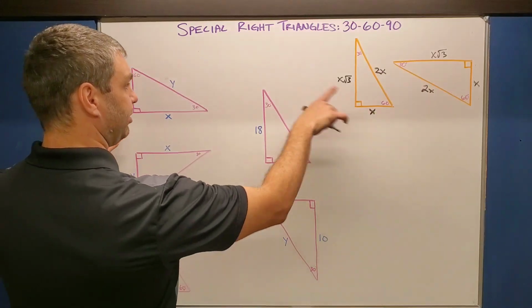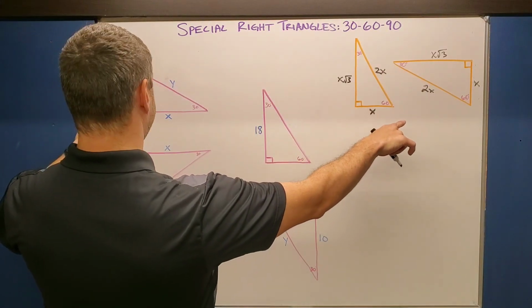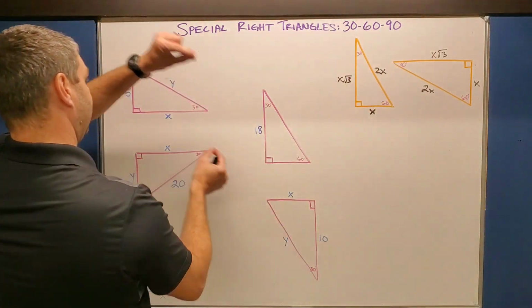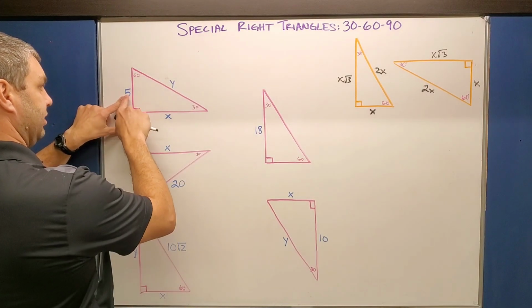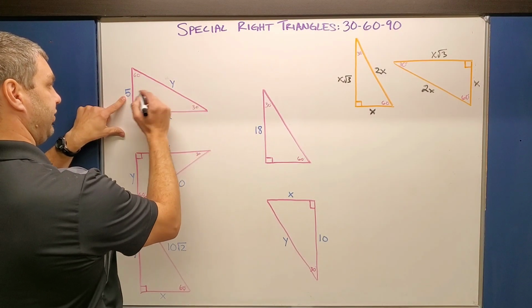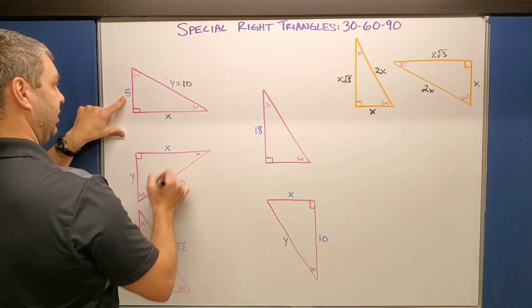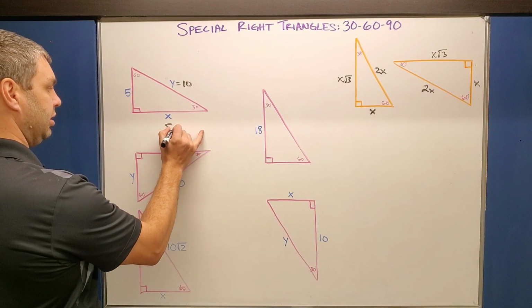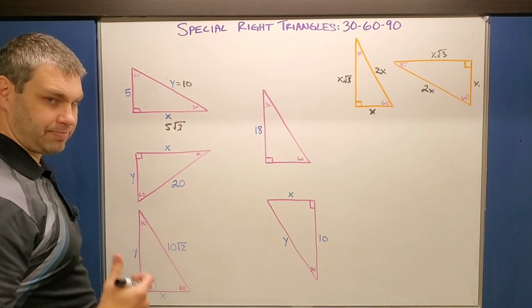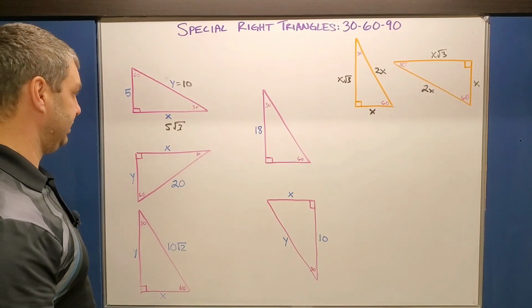Compared to these two, if I were to rotate this one all the way around, it would look kind of like that far one over there. So my hypotenuse is going to be double. If this is 5, this is going to be 10. And then the long leg is going to be that 5 times the square root of 3. Once you have that, that problem is done.